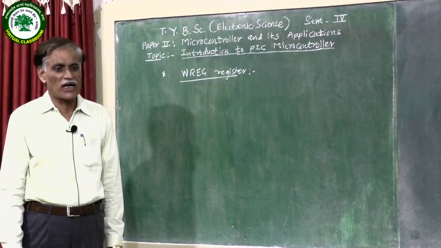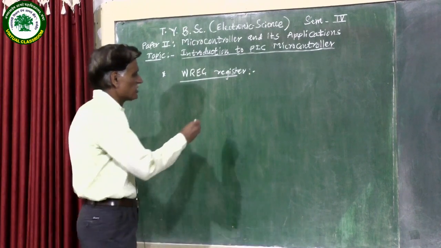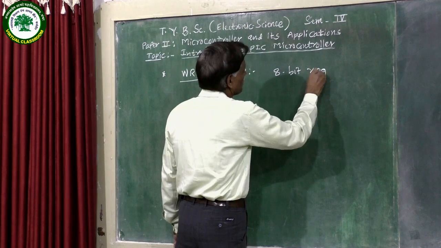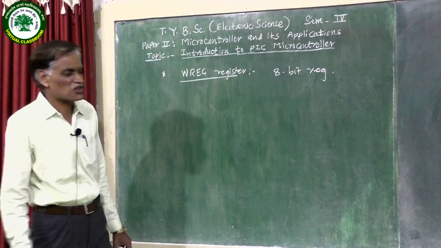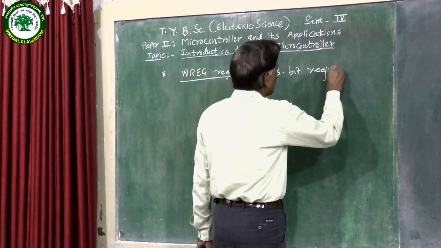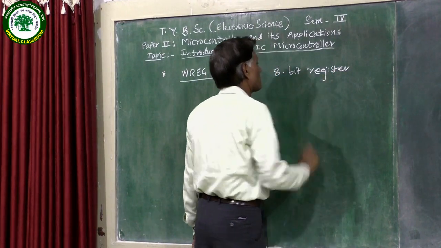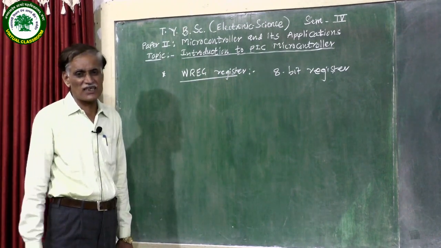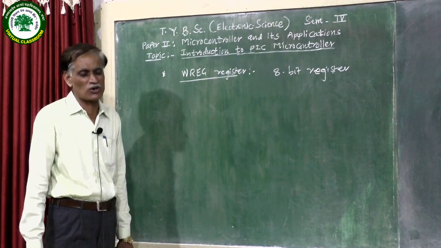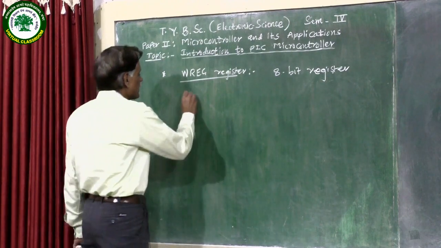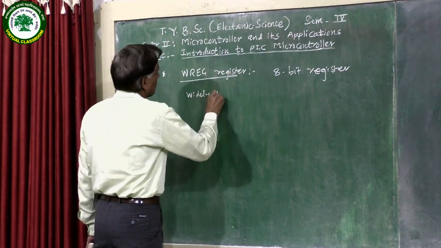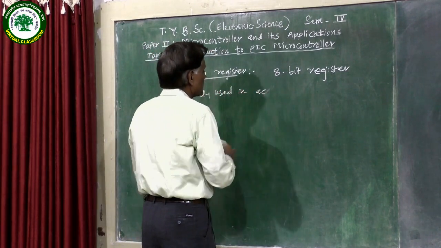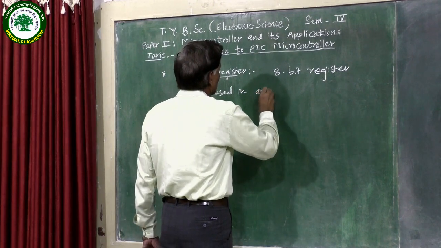As far as the WREG register is concerned, initially you have to remember that it is an 8-bit register located inside the PIC Microcontroller. It is a widely used register during arithmetic and logical operations. Actually, it is a versatile register, widely used in arithmetic and logical operations.